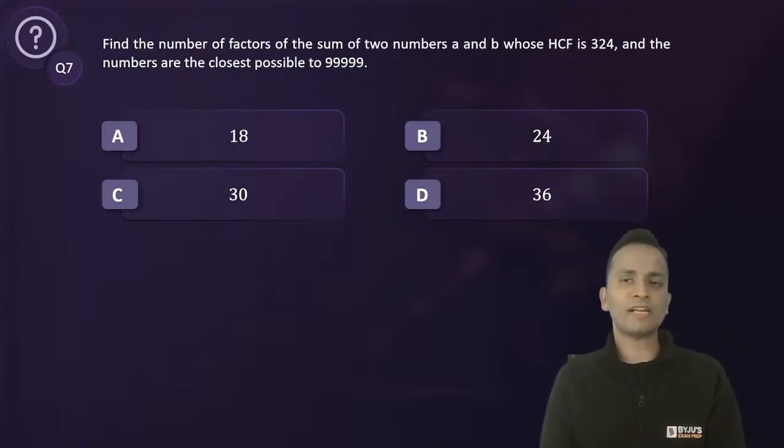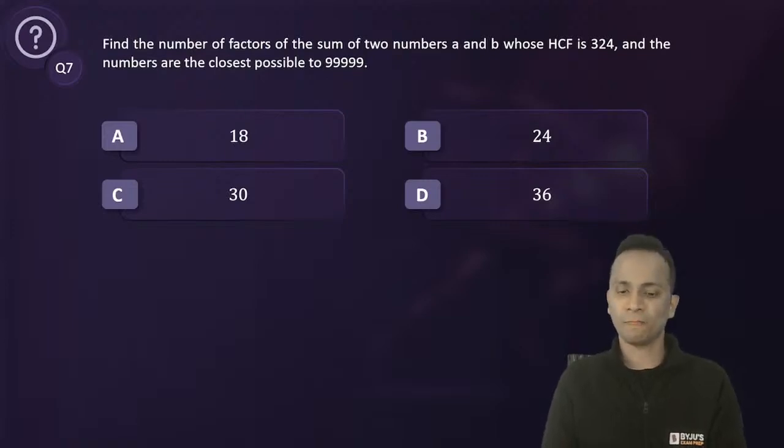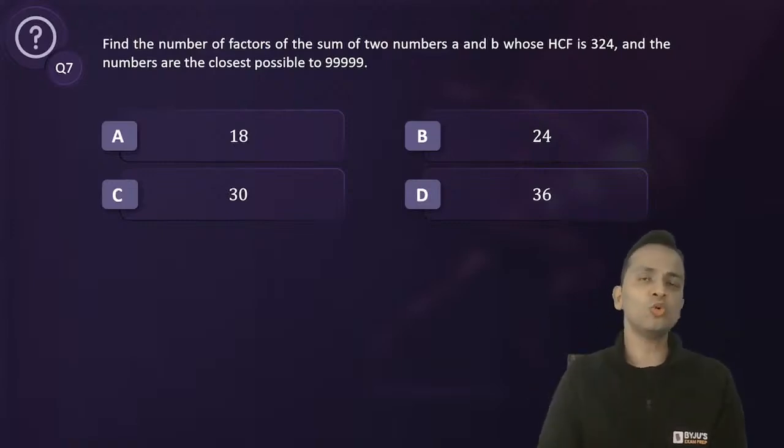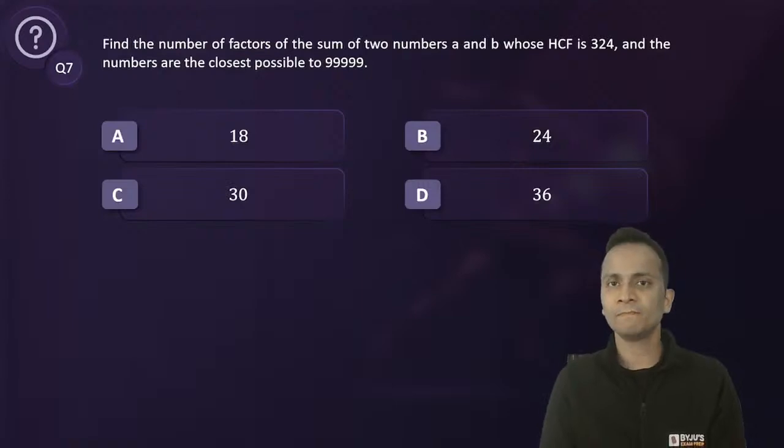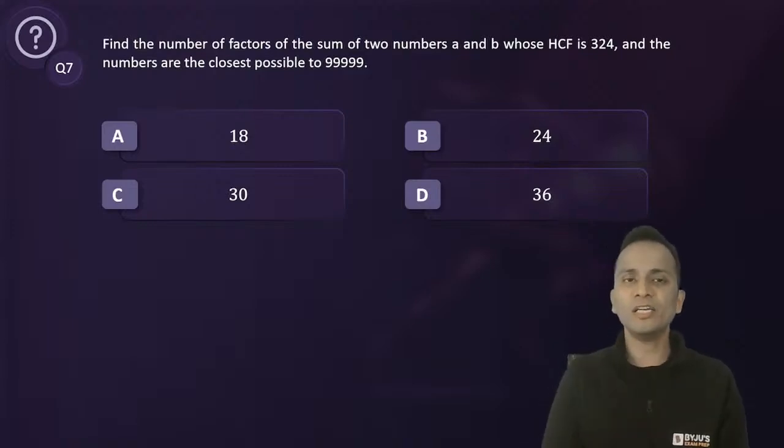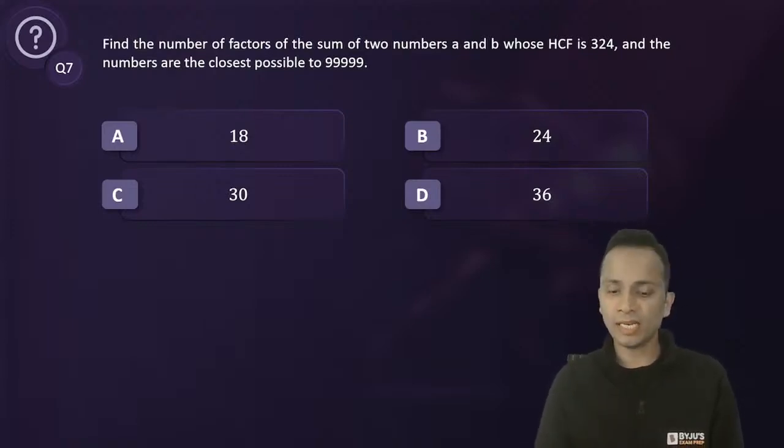So the highest common factor of both numbers should be 324, and they should be closest possible to 99,999. ठीक है ना? So basically they're asking you to find two numbers which are close to 99,999 and are multiples of 324. 324 के multiples find out करने हैं which are near to 99,999. Right? Simple है. Hit and trial से start करो थोड़ा बहुत.